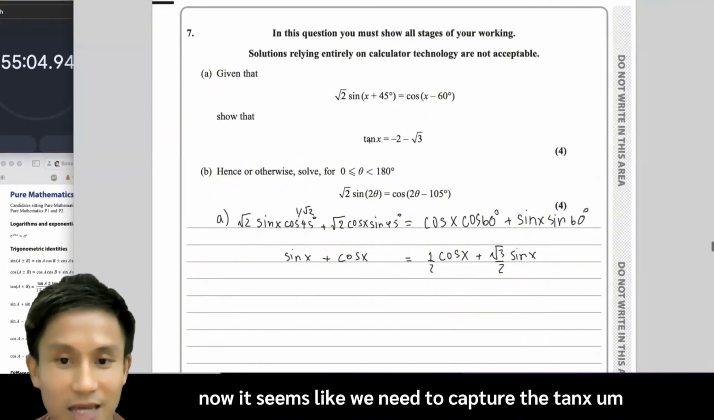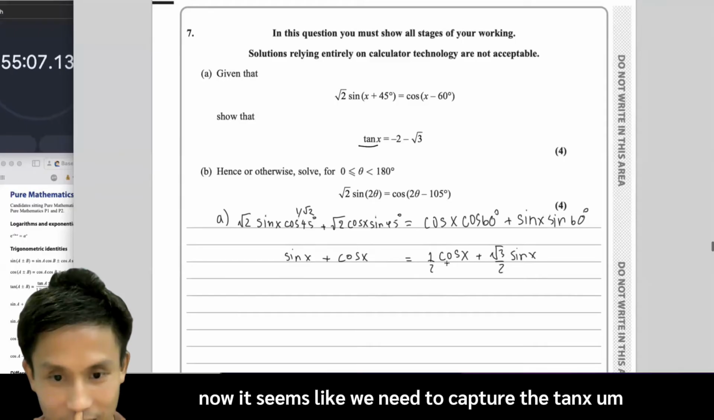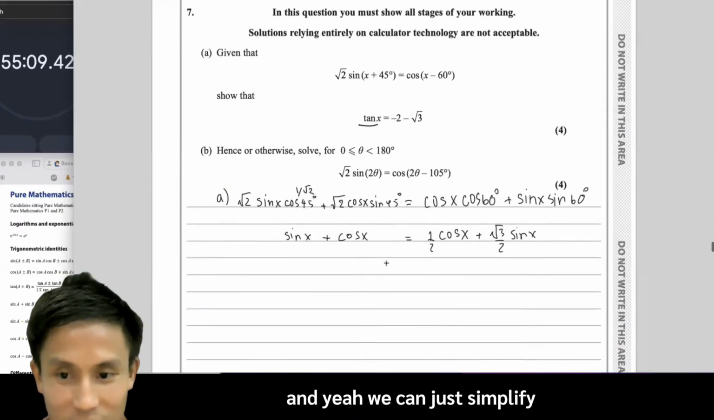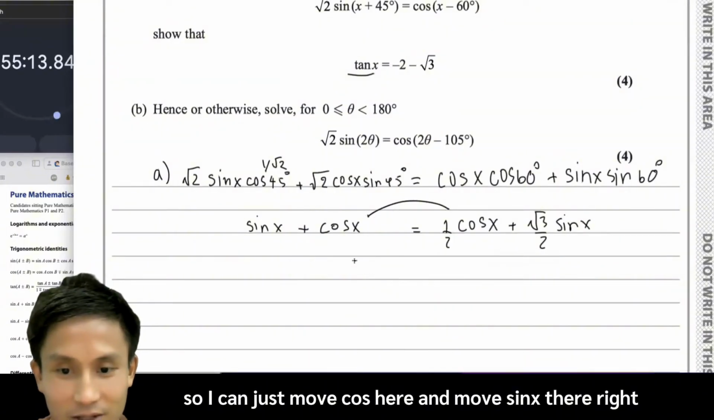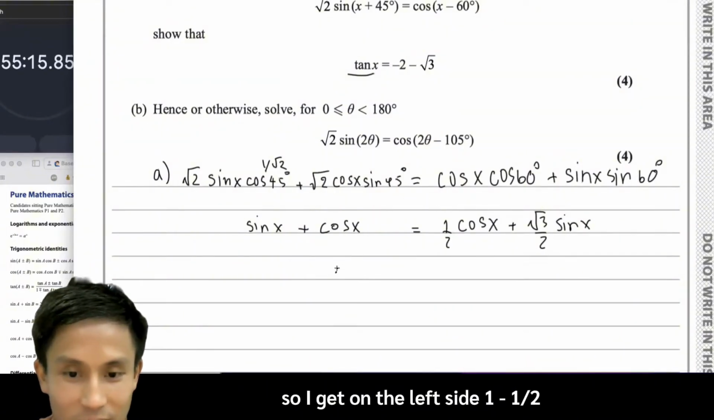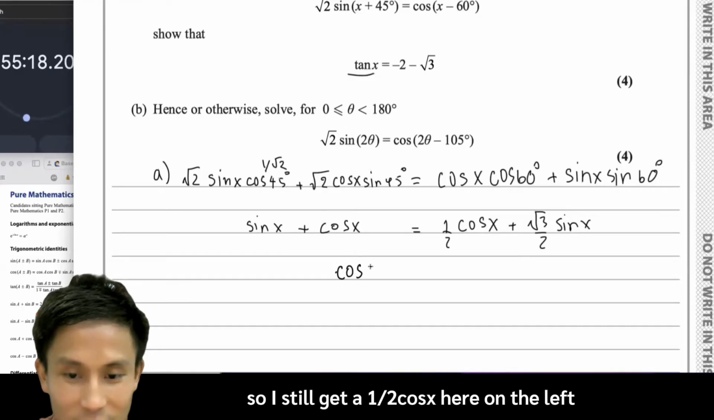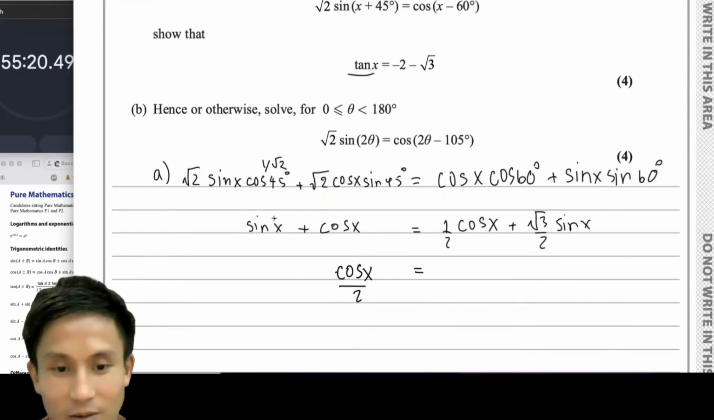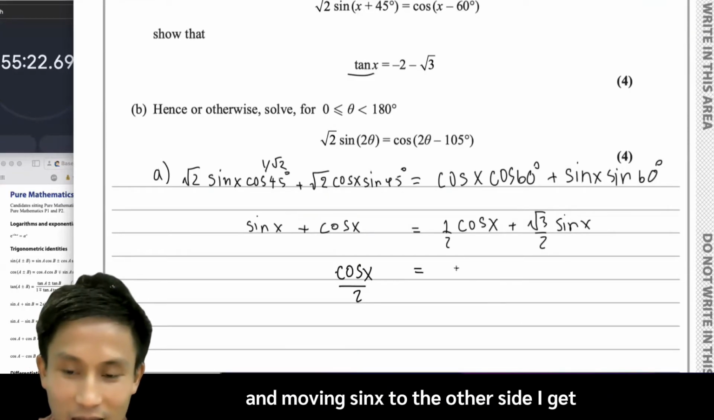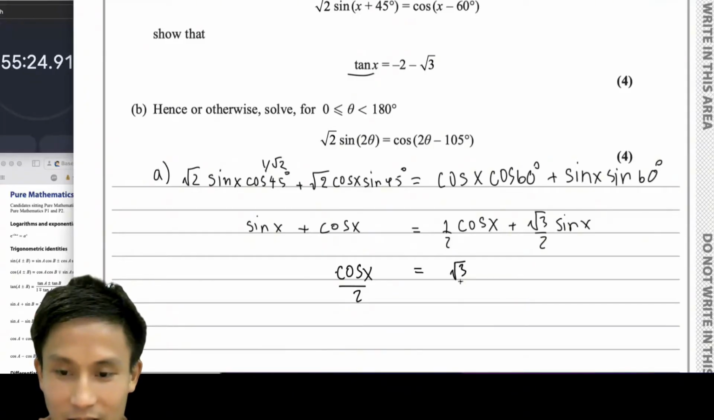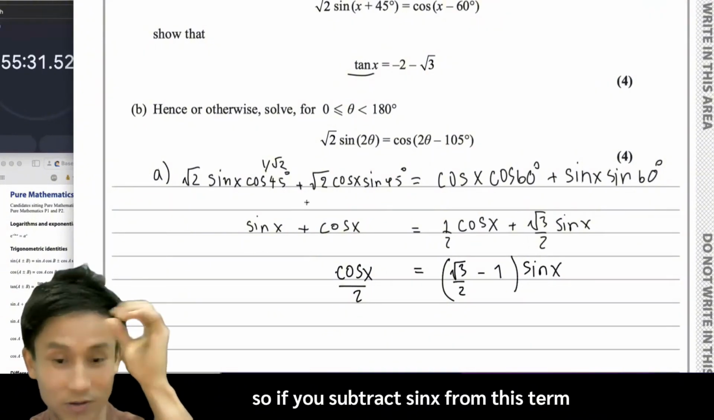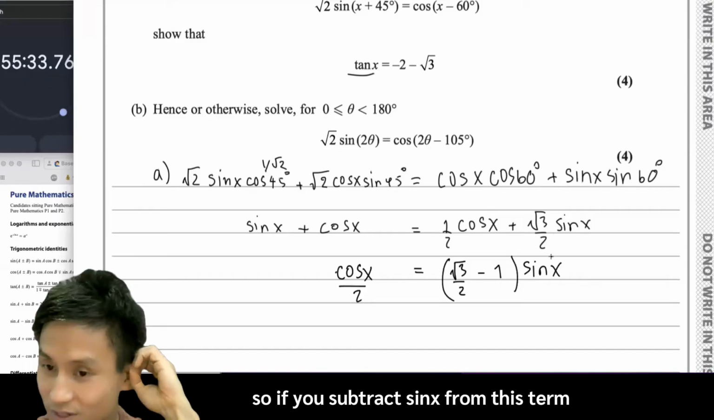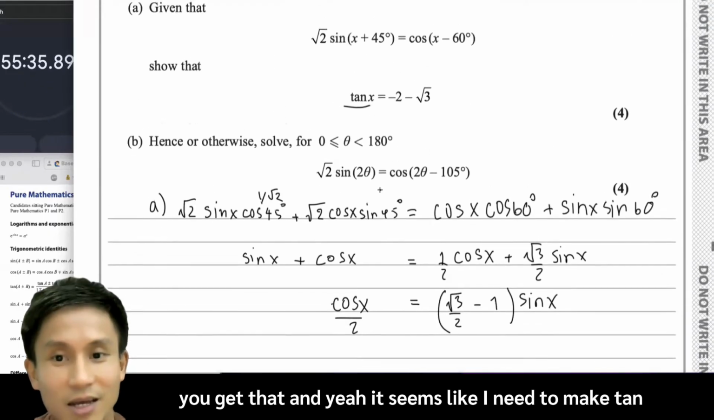Now, it seems like we need to capture the tan x. And yeah, we can just simplify. So I can just move cos here and move sine x there, right? So I get on the left side 1 minus a half, so I still get a half cos x on the left. And moving sine x to the other side, I get that. And then factorize the sine out. If you subtract sine x from this term, you get that.